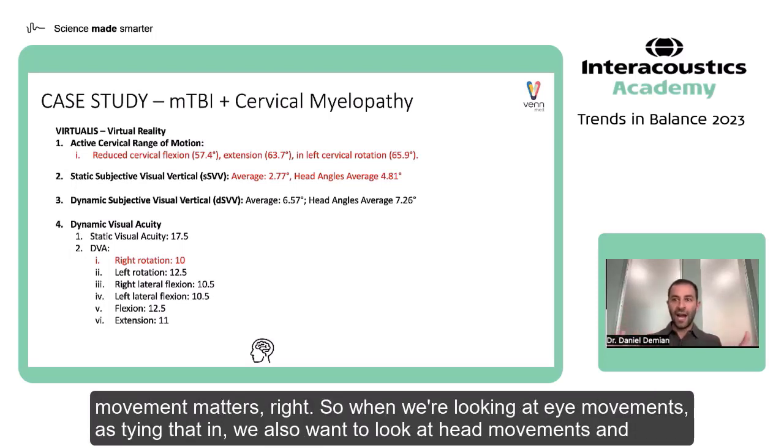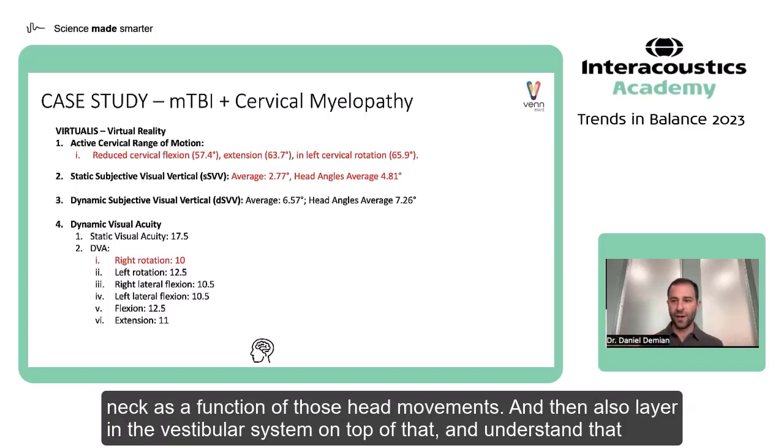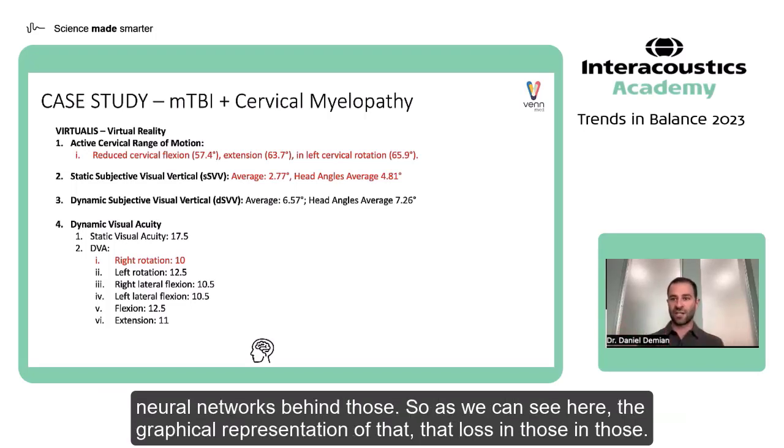So when we're looking at eye movements, tying that in, we also want to look at head movements and neck as a function of those head movements, and then also layer in the vestibular system on top of that, and understand the neural networks behind those.